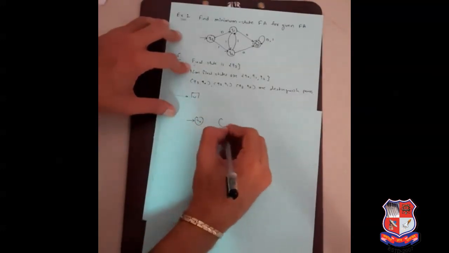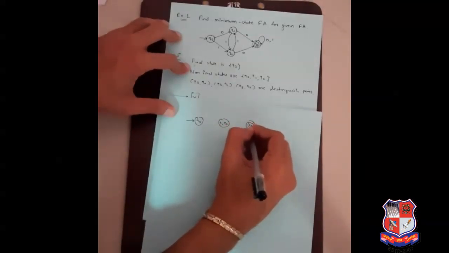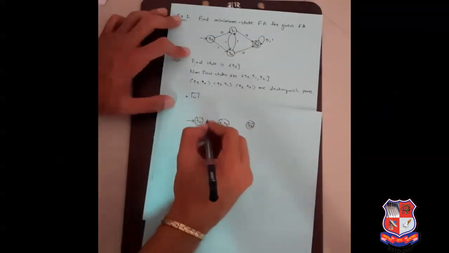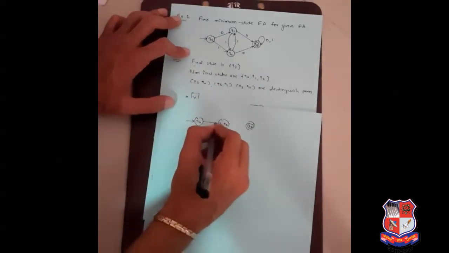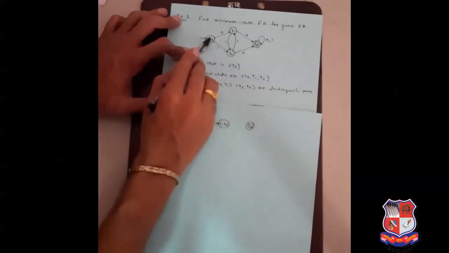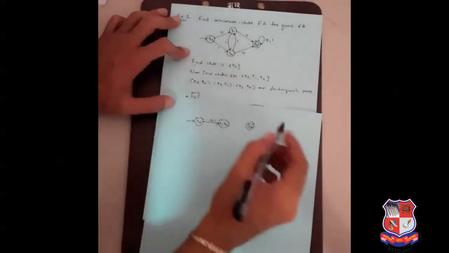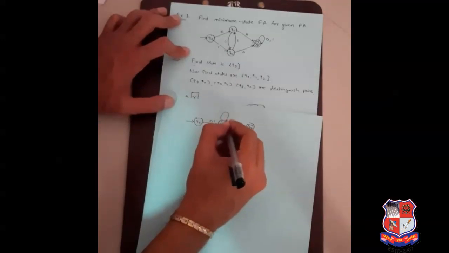So now we make a diagram. Q0 is the initial state, Q1, Q2 is the combined state, and Q3 is the final state. The state which is final in the question is also final in our answer. Now what is Q0 to 0? Q0 to 0 is Q1. Here Q1, Q2 is combined. Q0 to 1 is Q2, again the same combined state. Now Q1 to 0 is Q3. Q1 to 1 is Q2 itself.